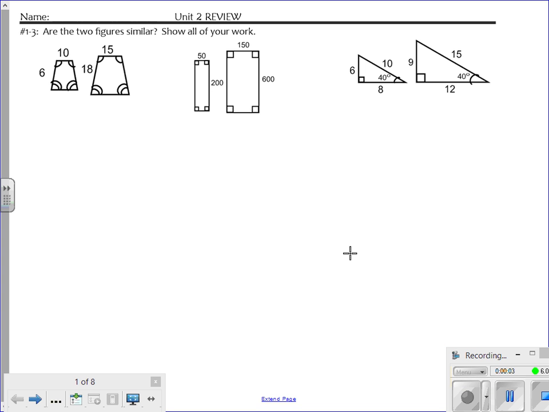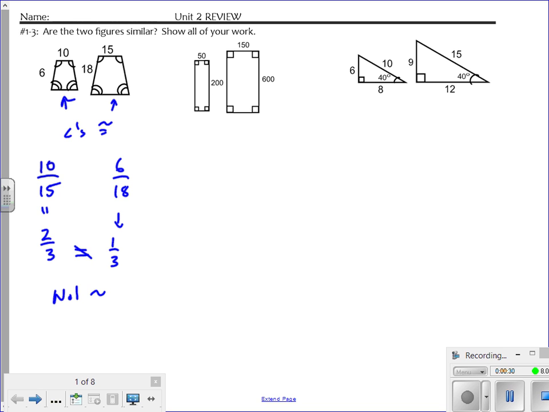Go ahead and pick through the review sheet very quickly. So numbers 1 through 3, are these two things similar? You can see all the angles are congruent, so that's good. Now we just need to make sure the sides are proportional. So check 10 over 15, compare that to 6 over 18. This will simplify to 2/3, and this will simplify to 1/3, which means that these two things are not similar.